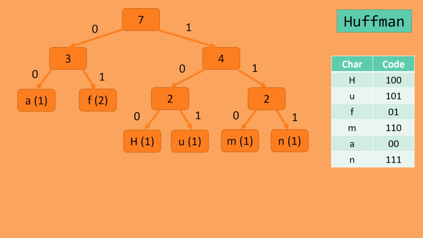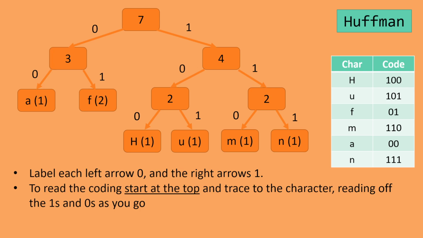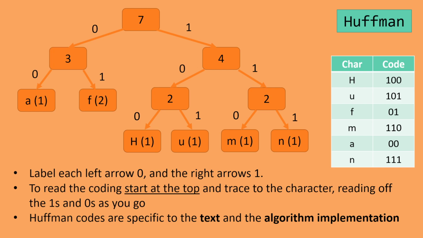And in this case, I can label each of them 1s and 0s. Label each of the left branches as a 0, each of the rights as 1, and you keep going from the start at the top and trace to each character, reading off 1s and 0s as you go. Those codes allow you to find each of the characters. Huffman codes are specific to the text and the algorithm implementation as a whole.